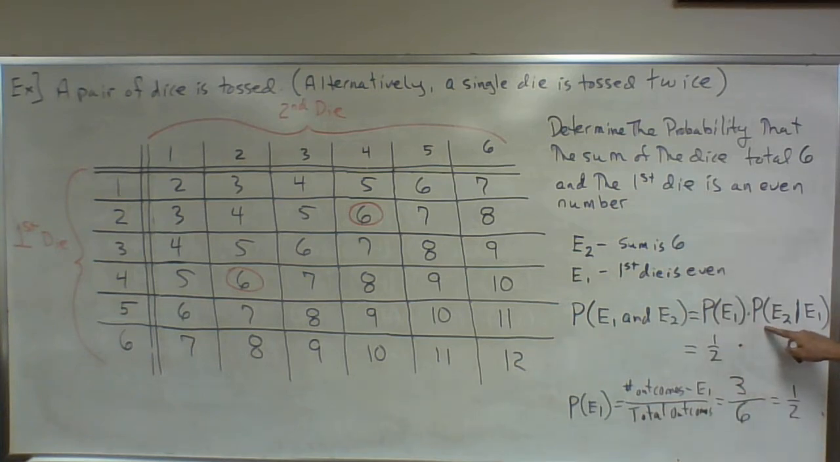The probability of E2 given E1, we computed that in the last exercise. And that was 2/18.